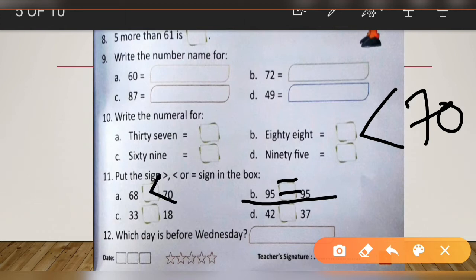Number C, 33, 18. Now which one is bigger? Just identify which one is bigger, 33 or 18. 33 is bigger. Now we have learned that the mouth will be towards the bigger number. Okay. Number D, 42, 37. Identify which one is bigger. 42 is bigger, so the mouth will be like this. Okay, hope you understand.